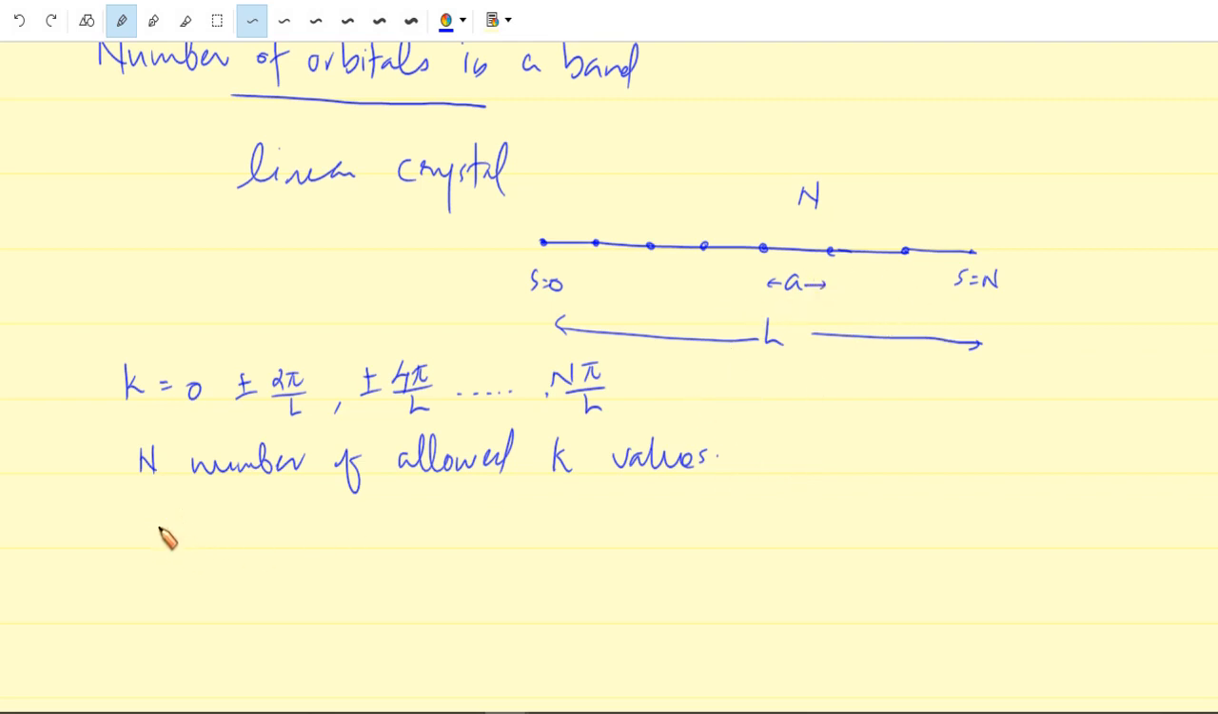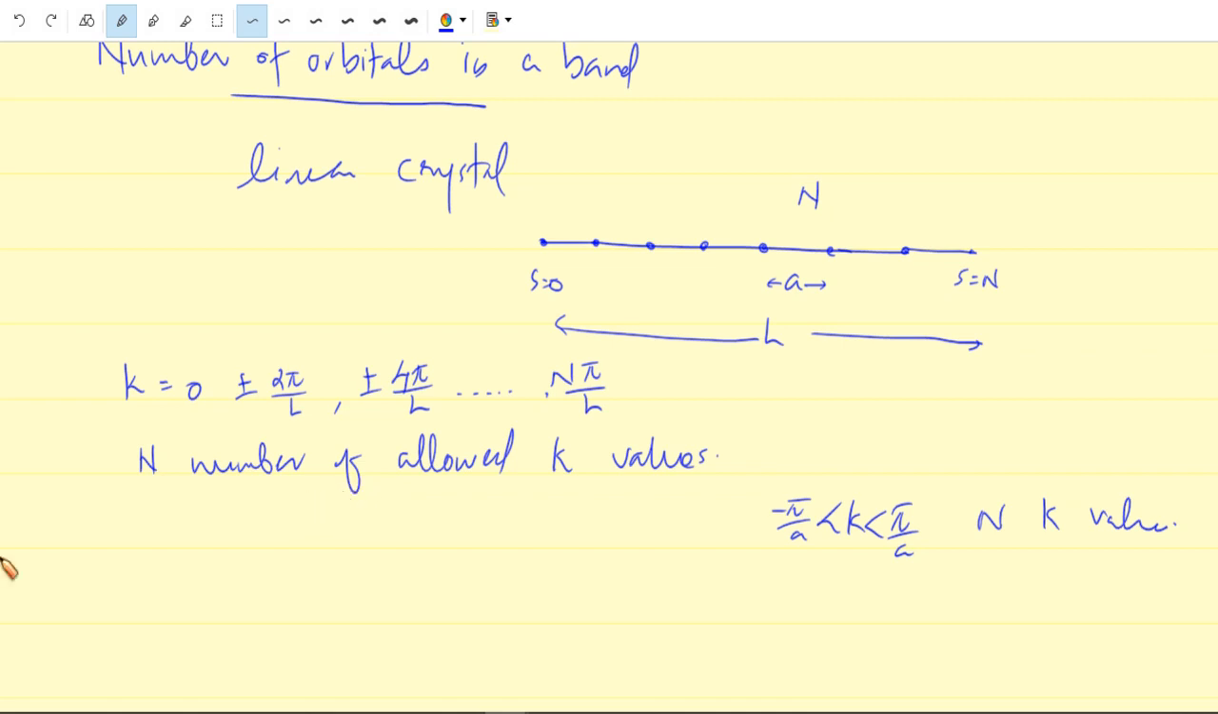Each lattice point, corresponding to each primitive cell, contributes one independent value of k to each energy band. So this is in one particular band, that is in the first Brillouin zone, from minus π/a to plus π/a. So there are N levels, N k values. In each band there are N allowed levels.